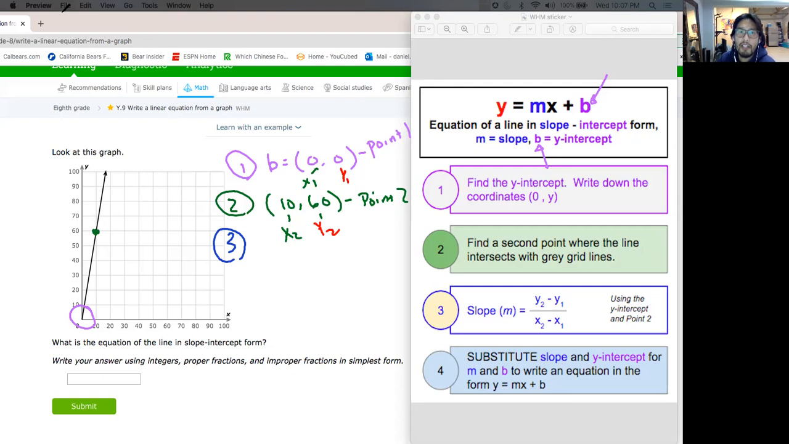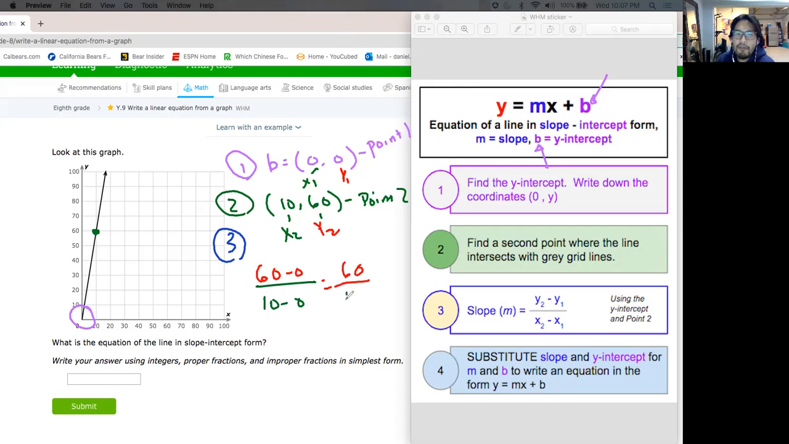Now, let's do the formula. I'll do my x's first. So that's 10 minus 0. And I'll do my y's second, just because of my pen color. That's 60 minus 0. This is really easy. My slope is 60 over 10.